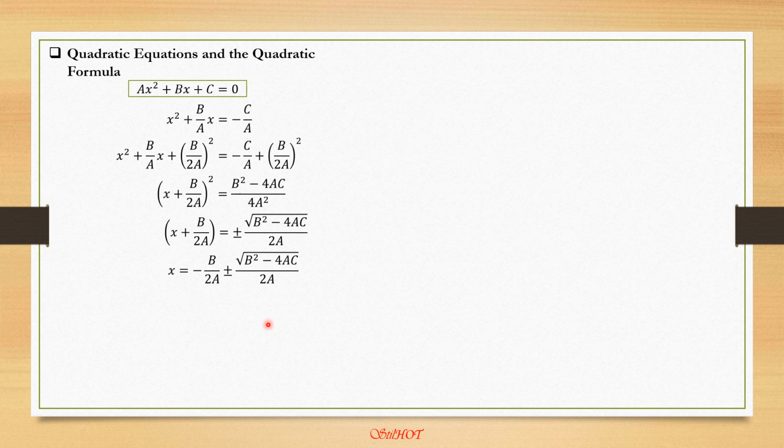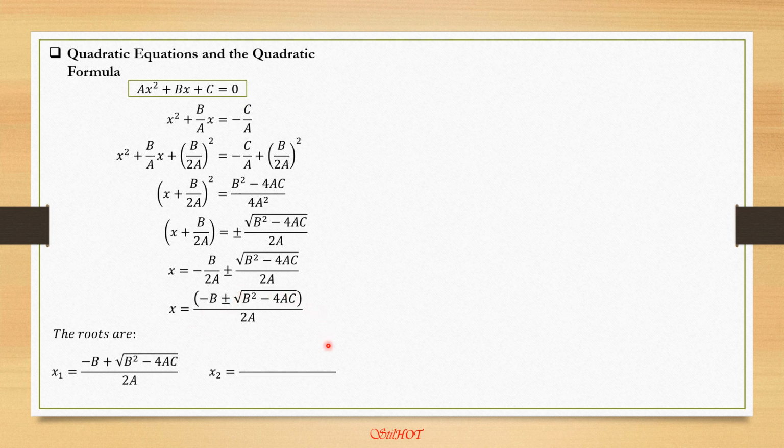So the roots are x equals negative b plus minus square root of b squared minus 4ac over 2a. So the roots are negative b plus square root of b squared minus 4ac all over 2a, and the second root is negative b minus square root of b squared minus 4ac over 2a. So those are the roots. So the discriminant of the quadratic equation is the term b squared minus 4ac. So that's the discriminant of the quadratic equation.